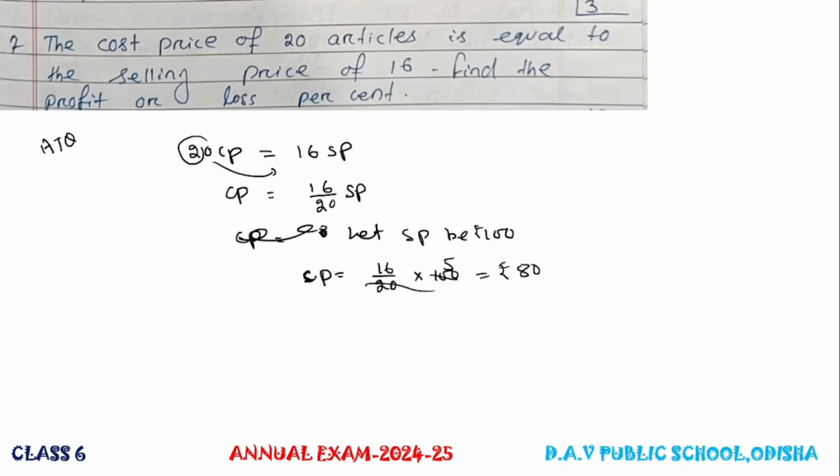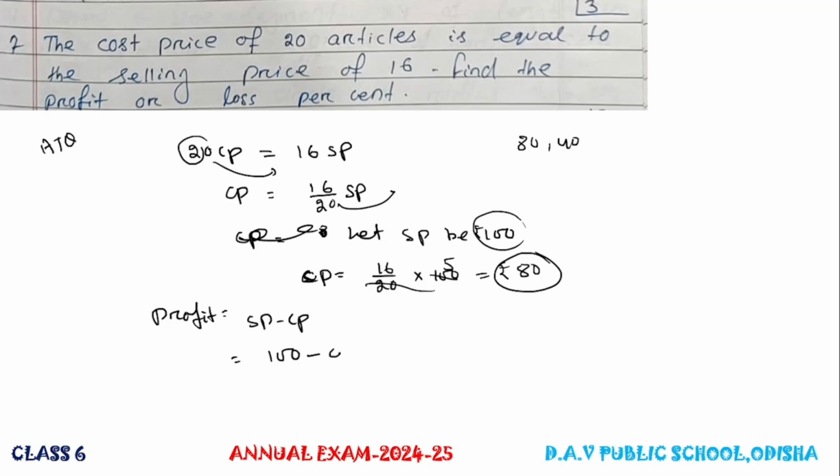So 20 fives are 100, 16 fives are 80. How did I let the SP equal 100? Now because it is a multiple of 20, you can either take SP as 80 or 40, or any multiple of 20. Then you can also get the answer. So now CP equal to how much? 80 rupees. So tell me profit or loss. Now CP equal to 80 rupees and SP equal to 100 rupees. So profit. So write down profit is equal to SP minus CP. So 100 minus 80 rupees, that is 20 rupees.